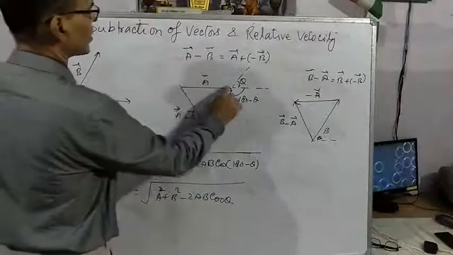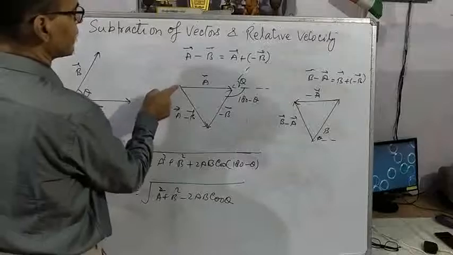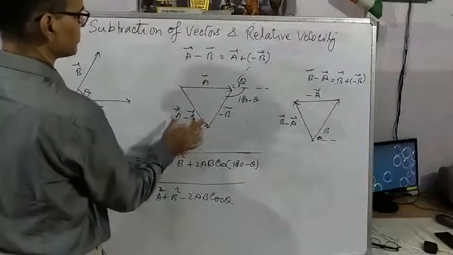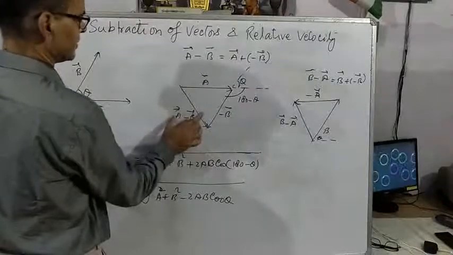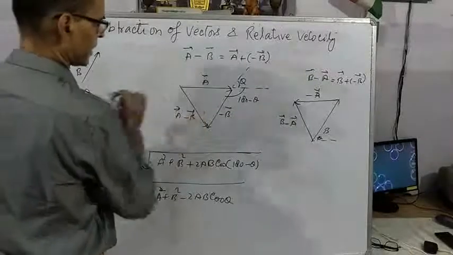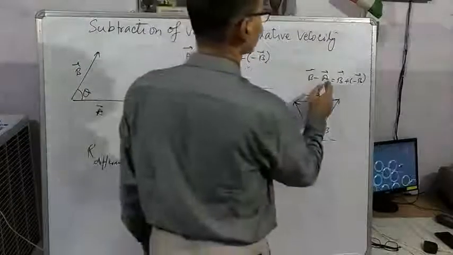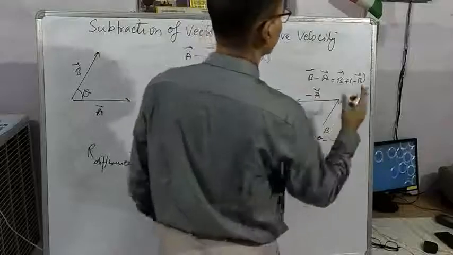Now draw the vectors according to scale, then vector minus B. Join the tail of the first vector and the head of the last vector, and this gap will be A minus B. Similarly, if you want to know B minus A, B minus A can be written as B plus minus A.